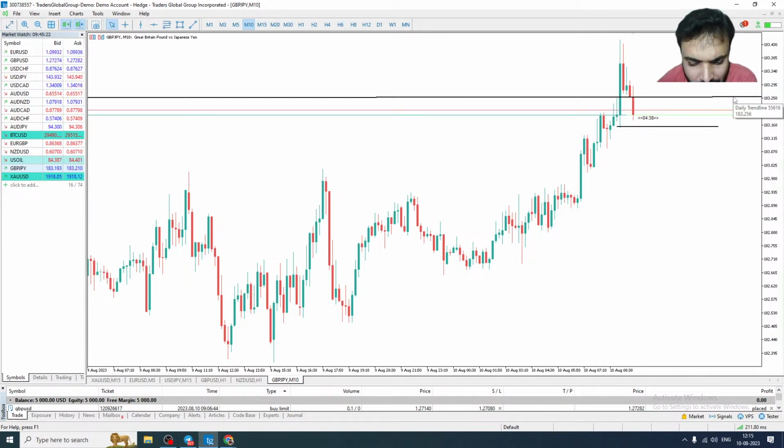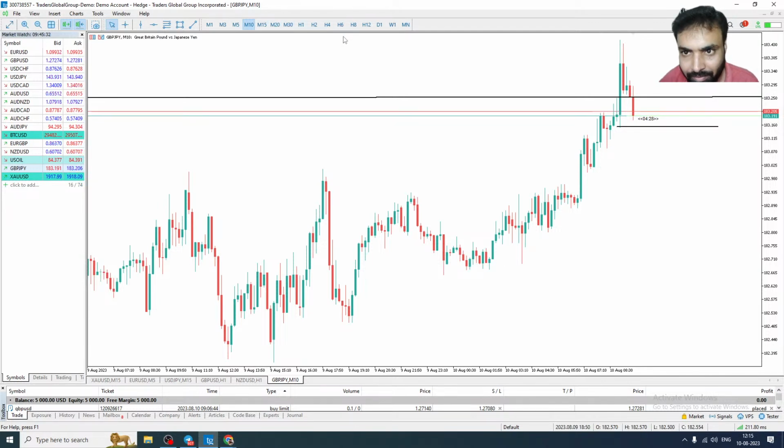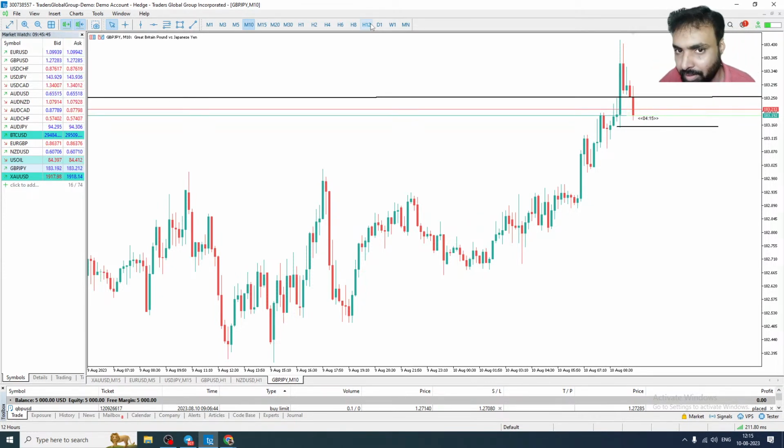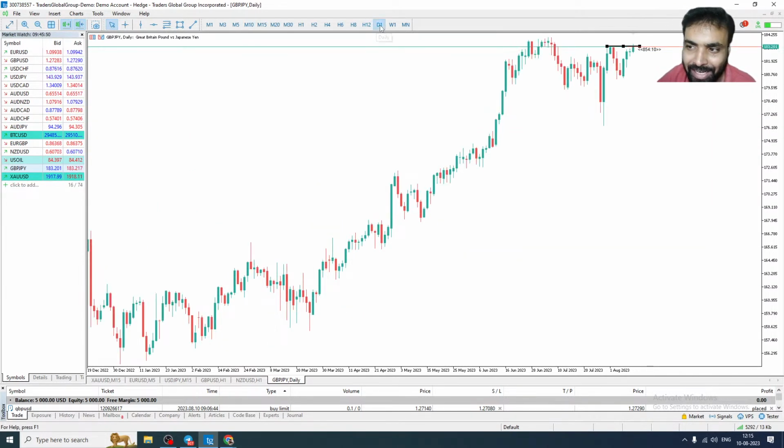To be frank, guys, you can clear this challenge within 5 days also. Five days means 5 trading days, not 5 consecutive days, maybe today, maybe next week, once in a week. You can simply clear it within 5 trading days. For that you need to follow only the daily time frame. You don't need a lower time frame, just like today.